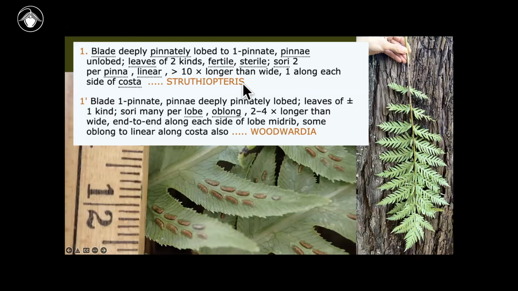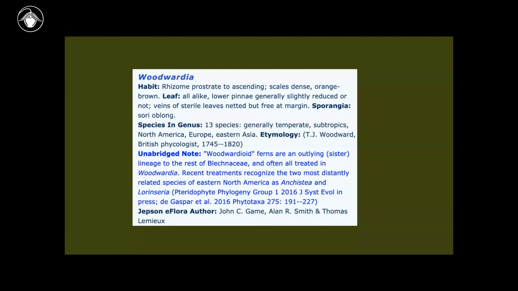And so Struthiopteris would have been eliminated earlier in the key because it does have dimorphic fronds. It has two kinds, fertile and sterile. And again, Woodwardia has monomorphic fronds of just one kind. And so it's always a good plan to go and read the description carefully and see that it corresponds to your plant.